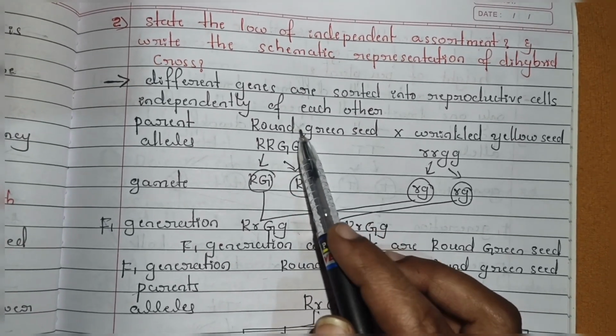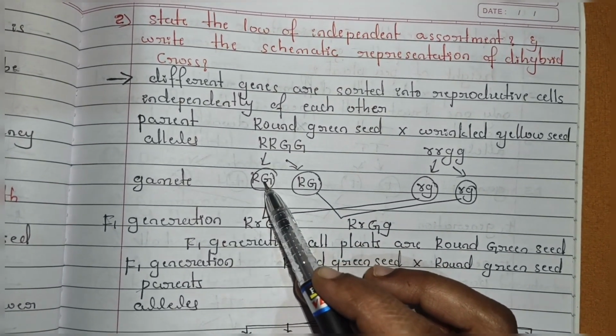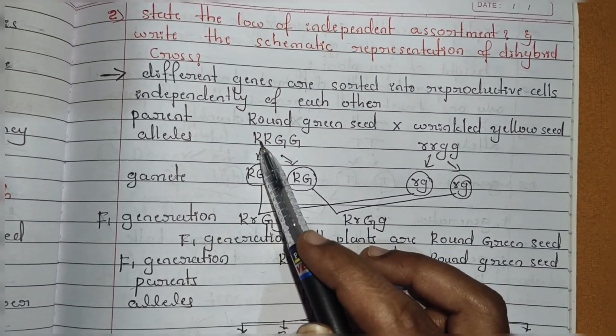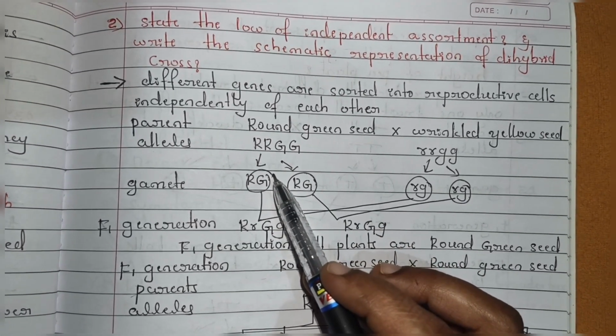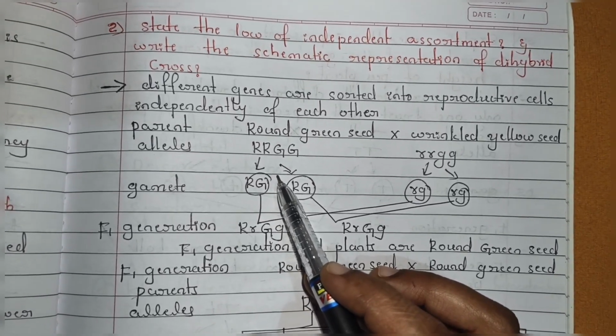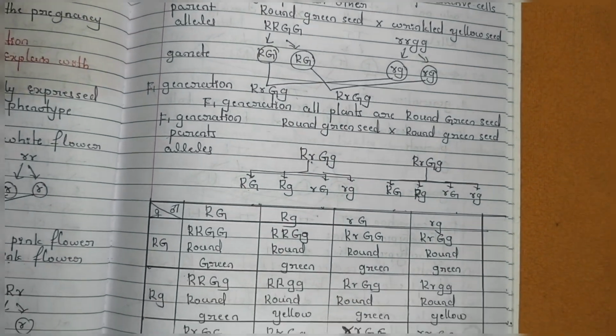Both trait alleles individually enter each gamete. You can check: one round allele is entering and one green allele is entering. So this is what we call the law of independent assortment. So this is the schematic representation.